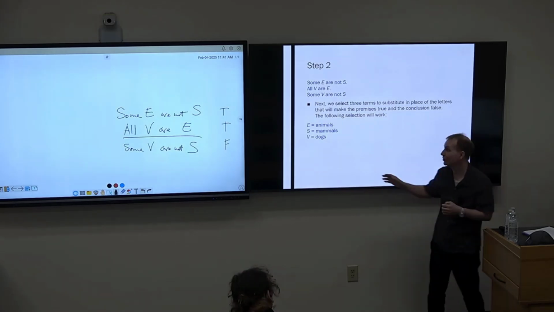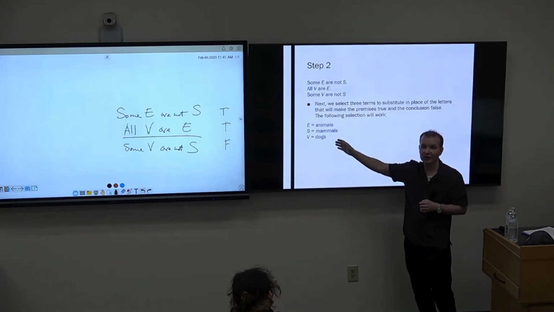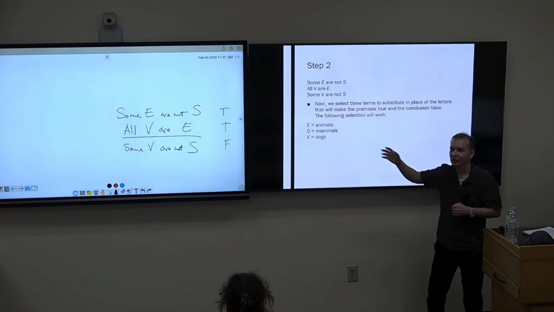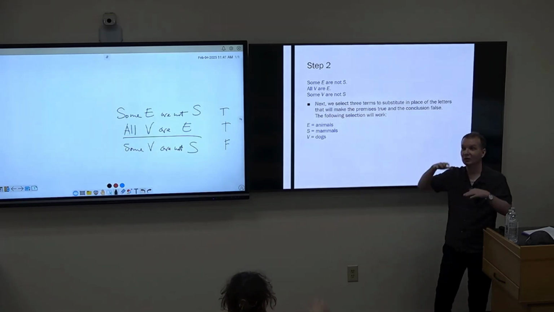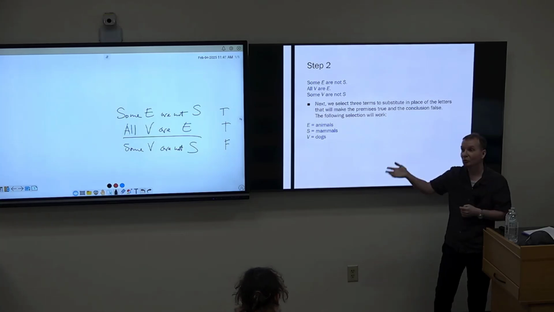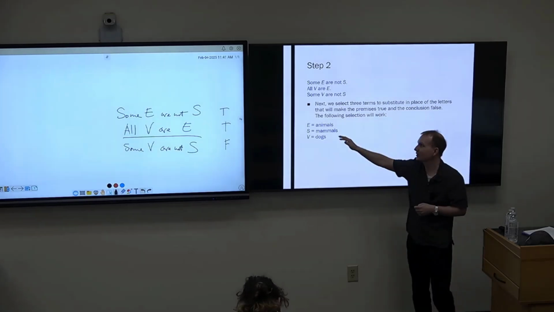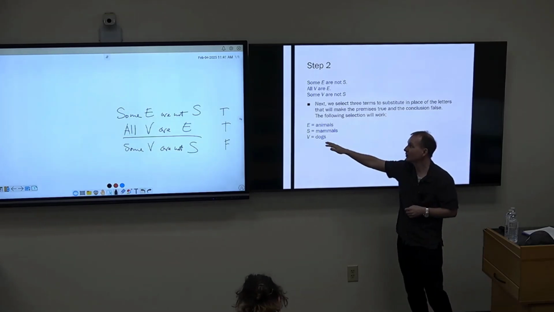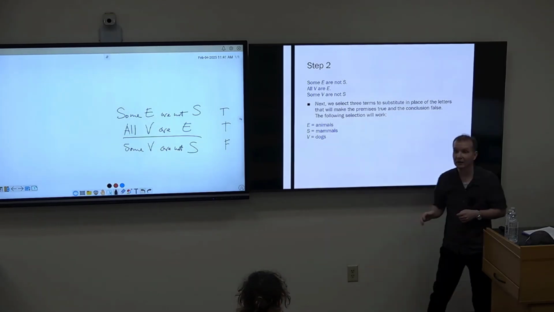So this is what they suggest in the book. I sometimes will give suggestions, sometimes not. That's actually a more difficult exercise when you have to come up with it yourself. But you can. I'm sure that if you think about it a little bit, you can. But here it suggests E animals, S mammals, D dogs. Let's put it in there and see what happens.